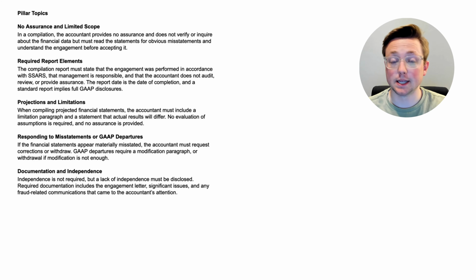Now let's talk about projections and limitations. When compiling projected financial statements, the accountant must include a limitation paragraph and a statement that actual results will differ. No evaluation of assumptions is required and no assurance is provided. And we've said that multiple times.